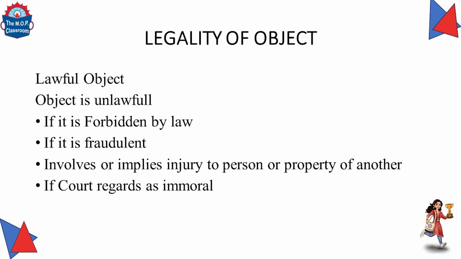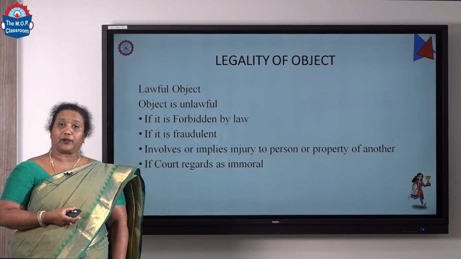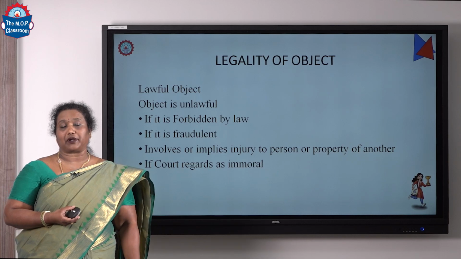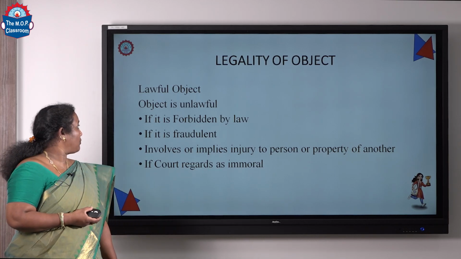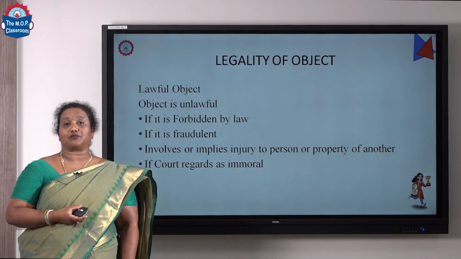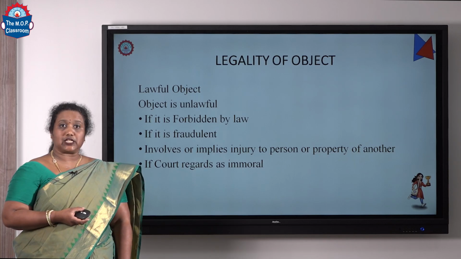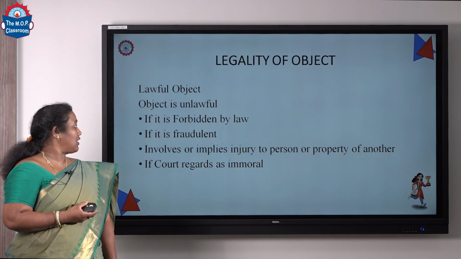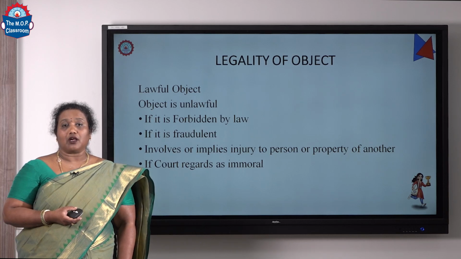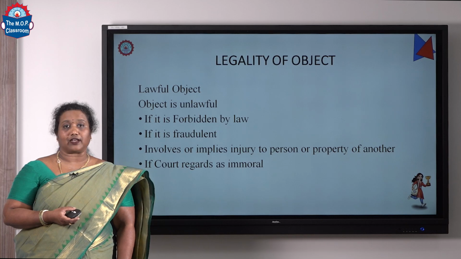The object of that particular agreement or contract should be lawful and not illegal. Now let me tell you what are the unlawful objects of a contract. Number 1, if it is forbidden by law, meaning the law does not permit that particular object or subject matter to be part of the agreement. Second one, if the object is fraudulent, if it involves injury to a person or property of another, and if the court regards it as immoral. In all these cases, that object is not lawful and that will not lead to a valid contract.